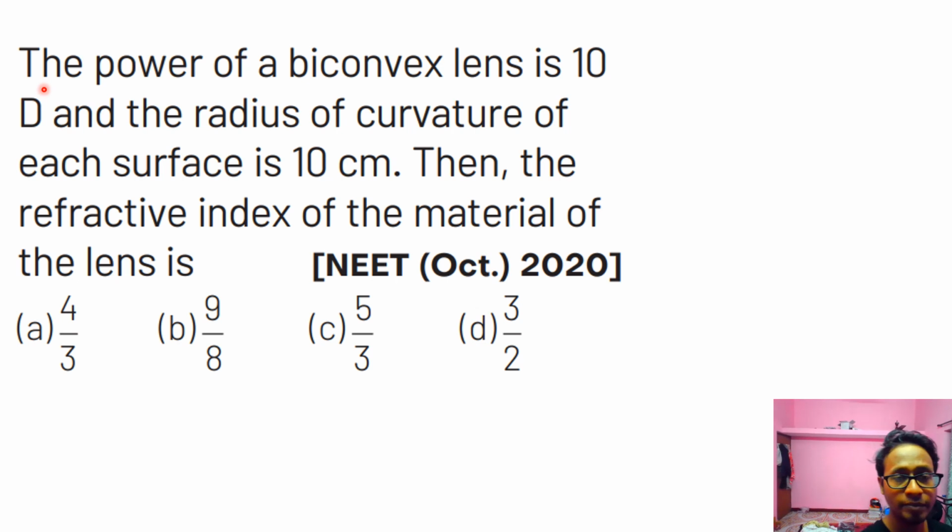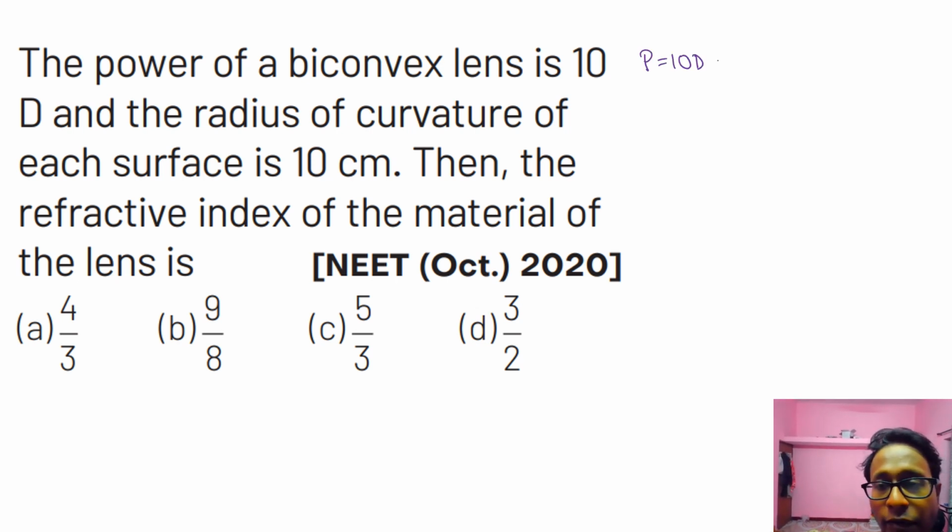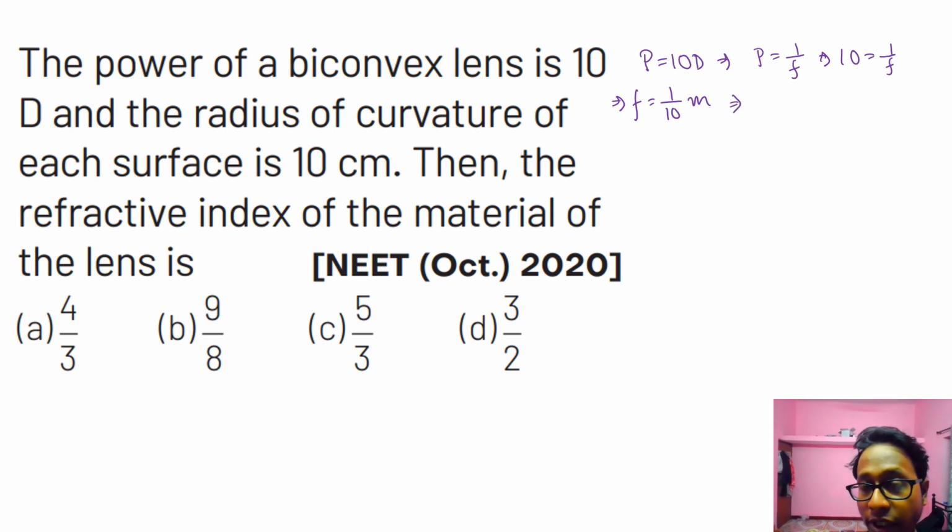Now let's read this question. The power of a biconvex lens is 10 diopter and the radius of curvature of each surface is 10 centimeter. Then the refractive index of the material is? If power is 10 diopter, then 10 is equal to 1 by focal length, or focal length is equal to 1 by 10 meter. How do I convert 1 by 10 meter into centimeter? Focal length is equal to 1 by 10 into 100 centimeter, or 10 centimeter.